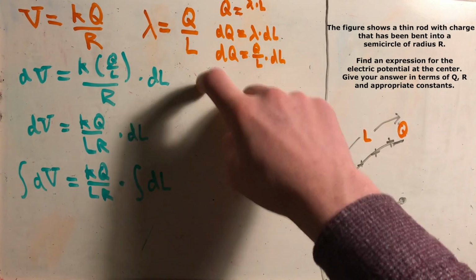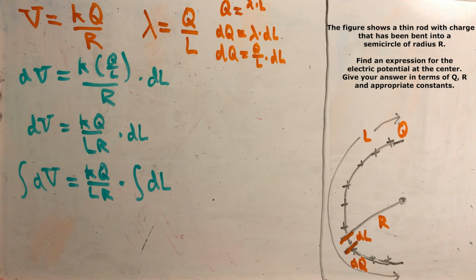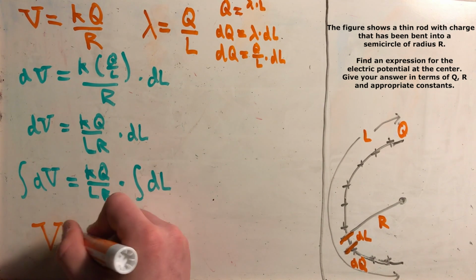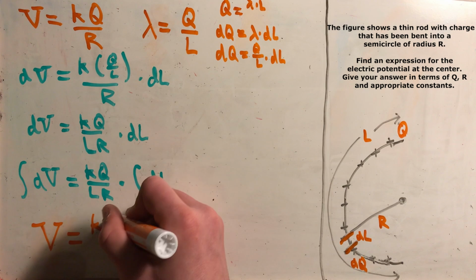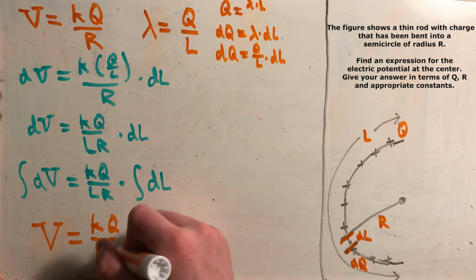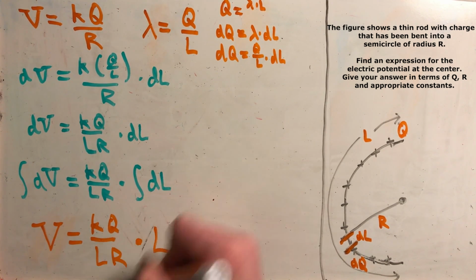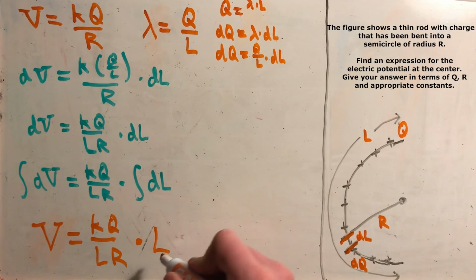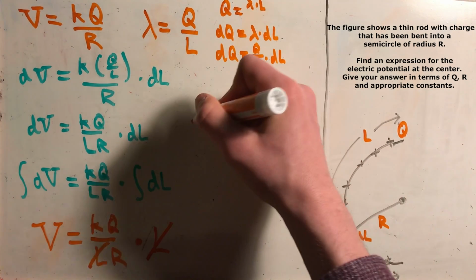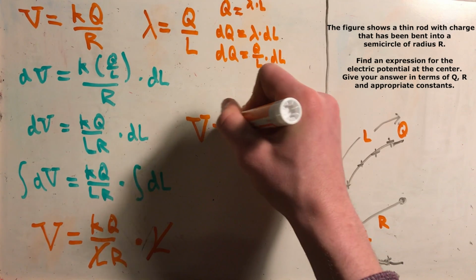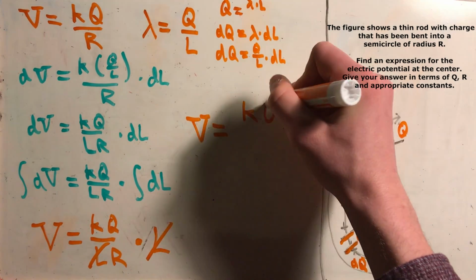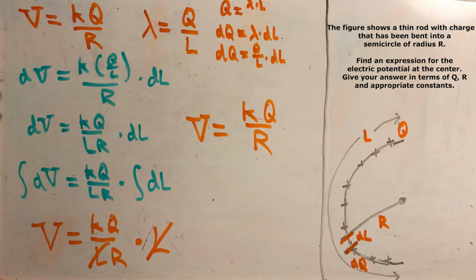Okay, I wrote everything out a bit smaller so that we have more room down here again. So using this, we can therefore see that V equals KQ over LR times L, just like that, which we can then cancel out both of those L's so that V equals KQ over R.